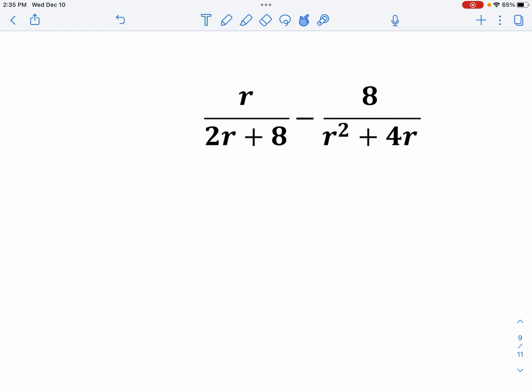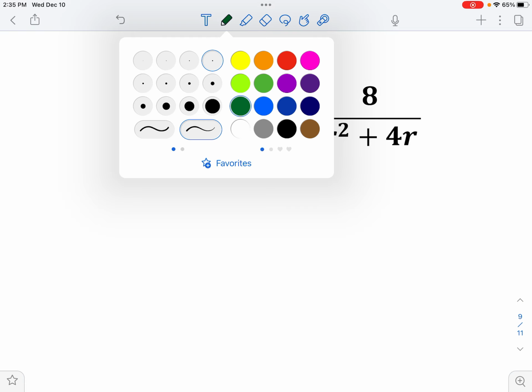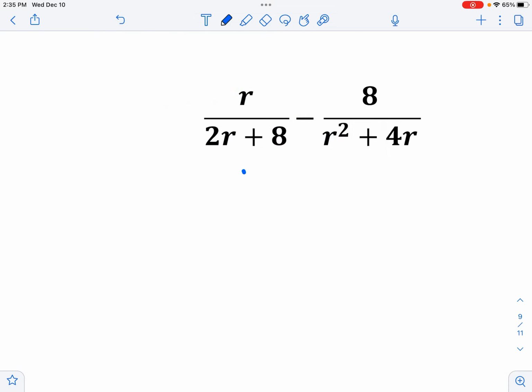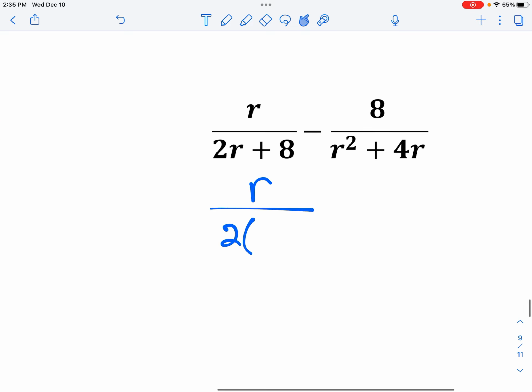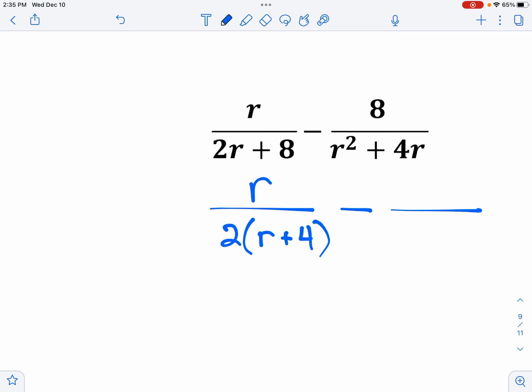All right, this one, again, it does look like I can do some factoring. So I'm going to factor out the 2 here. I get 2 times r plus 4. There we go. This is subtraction. Over here, factor out an r, and I would still get r plus 4. Okay, so I need the bottom to be really 2r times r plus 4. So this one here is missing an r in the front. This one is missing a 2.